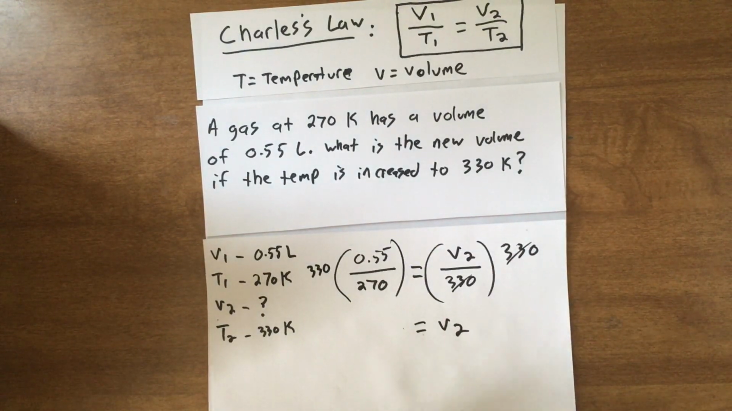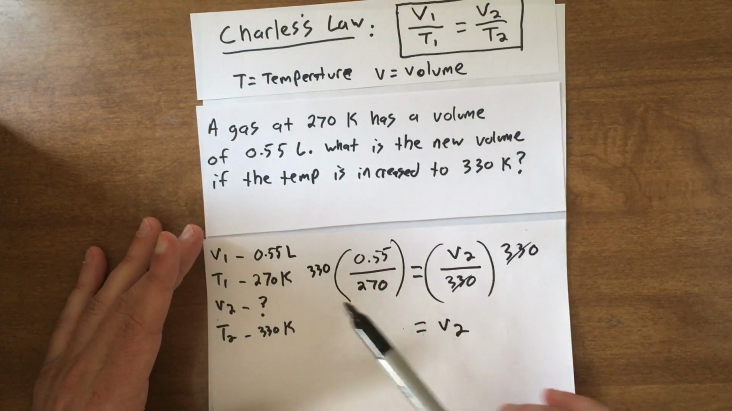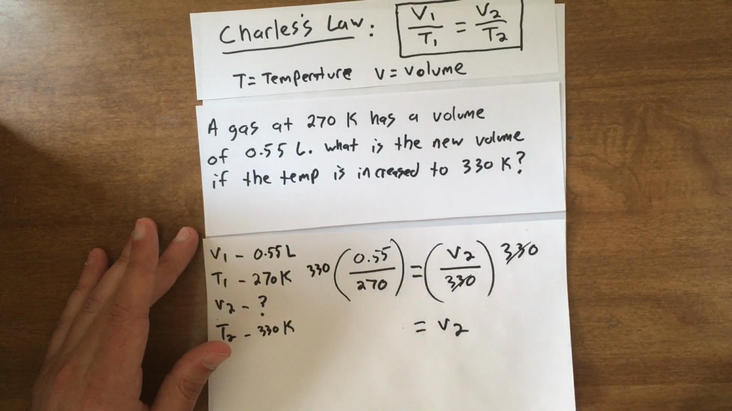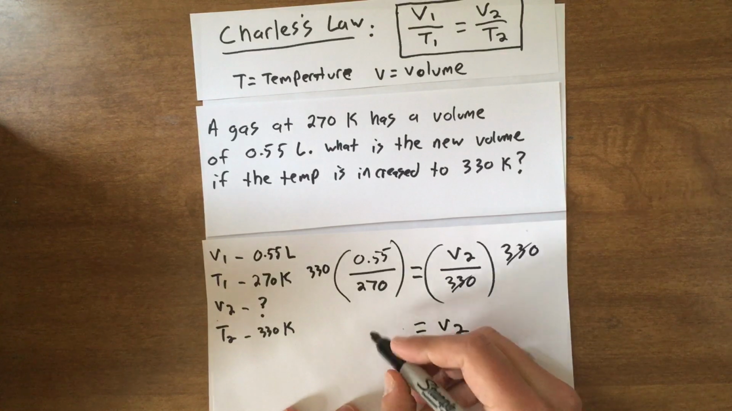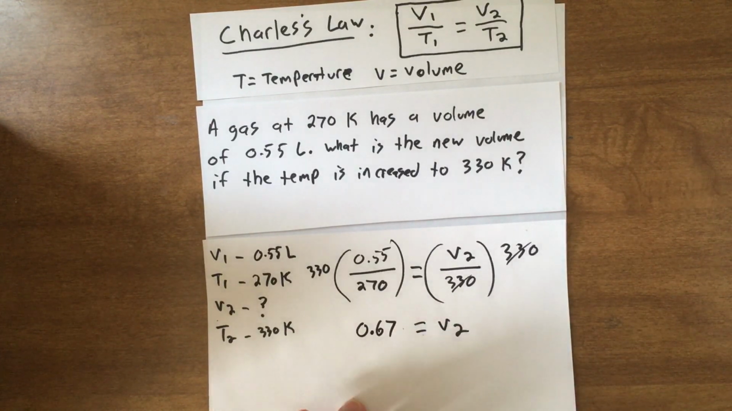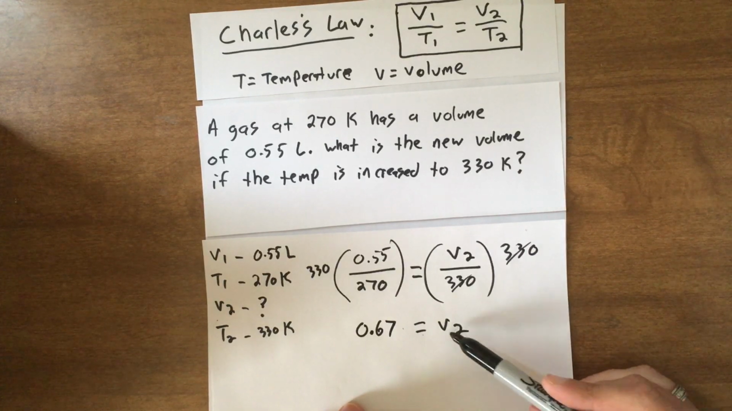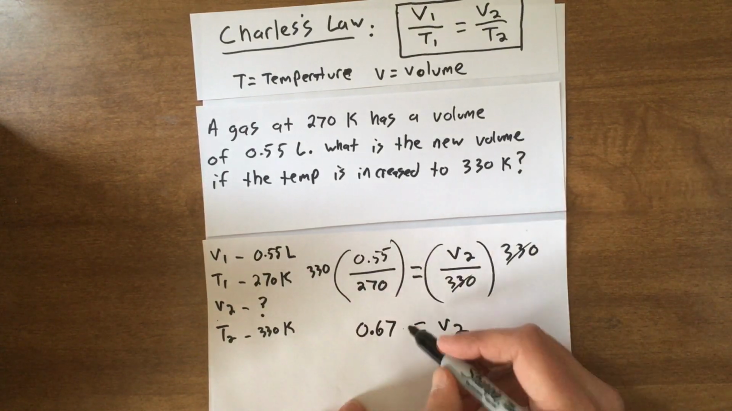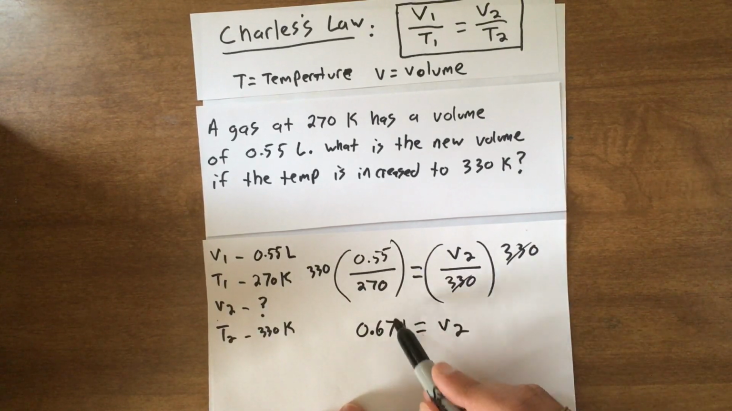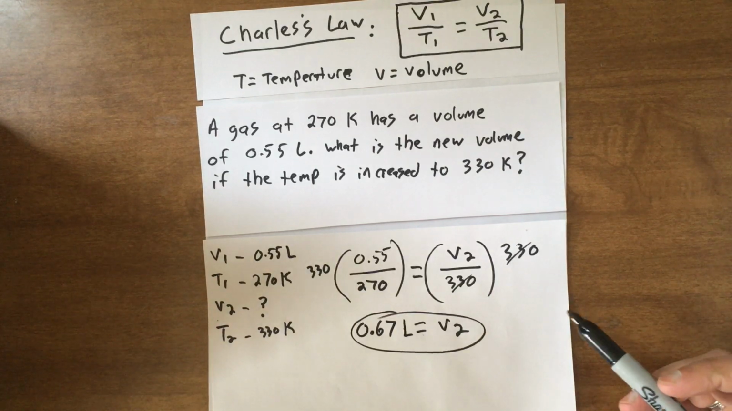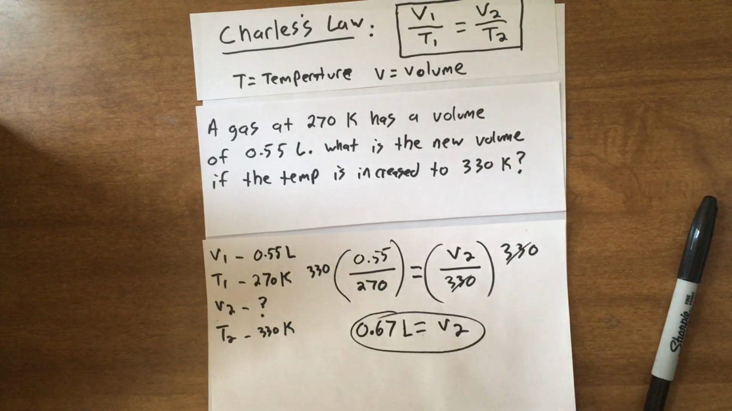Okay, so then you use your calculator, of course, and you would do 330 times 0.55 divided by 270. And if you do that, you get 0.67 as your answer. Okay, and lastly, once again, because we're doing volume, we want a unit of liters because we started with liters. So 0.67 liters. That's our answer right there. Okay, so there's one Charles's Law problem. Let's try one more.